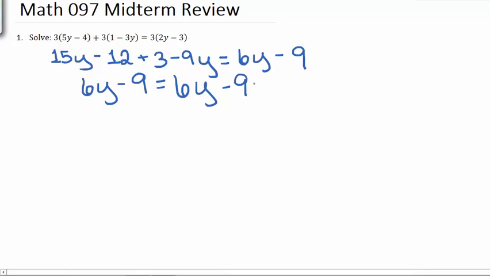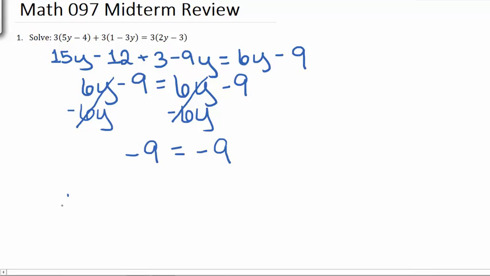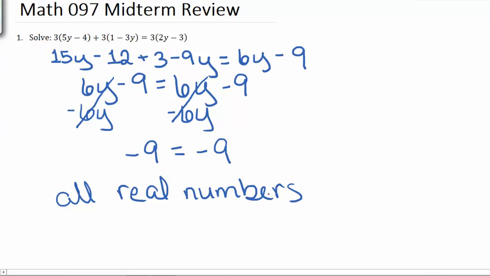You may be able to realize that something strange is going on here at this point, and if not, that's okay, we'll keep going on. The next step is to get the y's on the same side, so I'll subtract 6y to move them over to the right-hand side. That's going to make this cancel, and it also makes this one here on the right cancel. I'm left with negative 9 is equal to negative 9. And since this is always true, my solution will be all real numbers. Since it doesn't matter what y is, negative 9 will still be equal to negative 9.